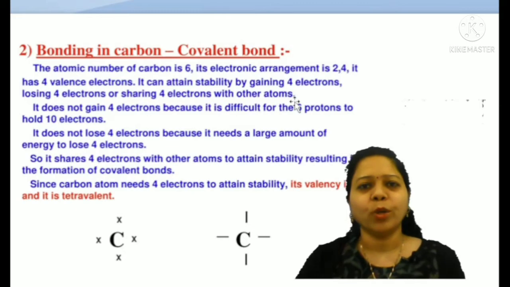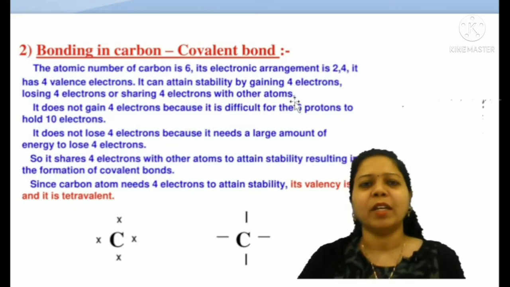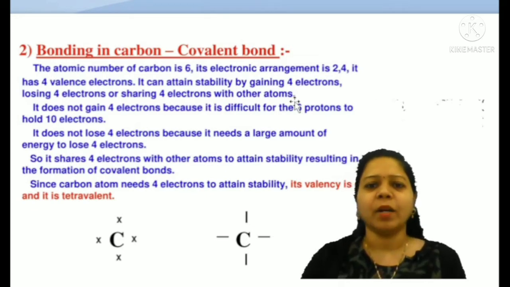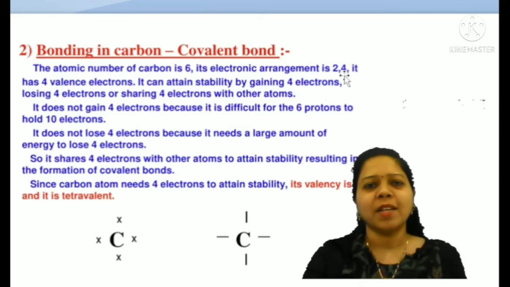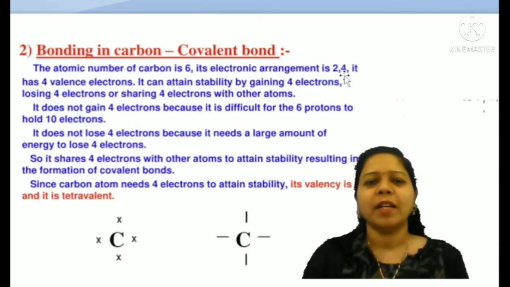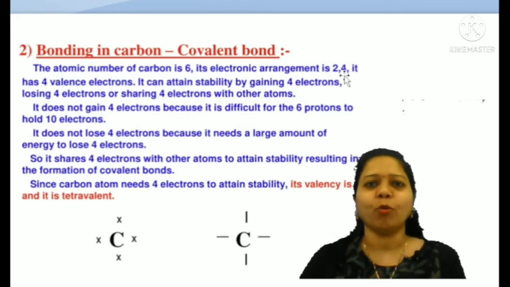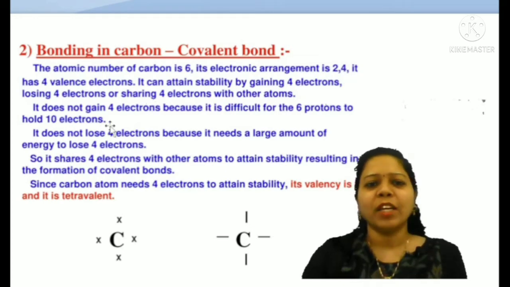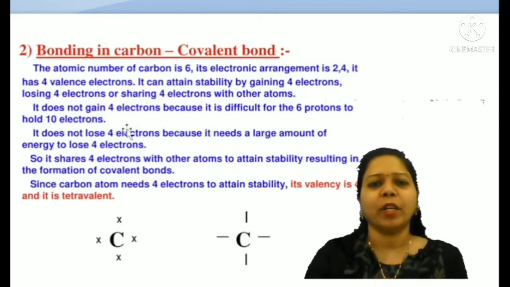Now we know that according to the octet rule, if any atom wants to be stable, it requires 8 electrons in its outermost orbit. But in carbon, only 4 electrons are present in the outermost orbit. That's why to be stable, it needs to gain 4 more electrons or lose 4 electrons so that it can complete its octet. It does not gain 4 electrons because it is difficult for the 6 protons to hold 10 electrons.